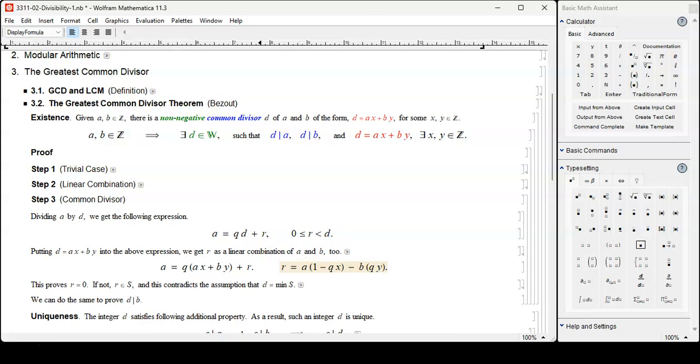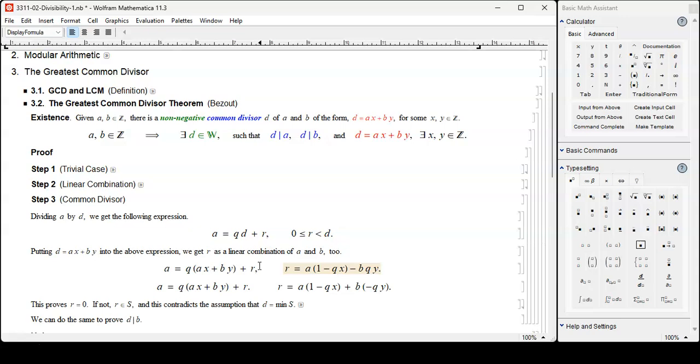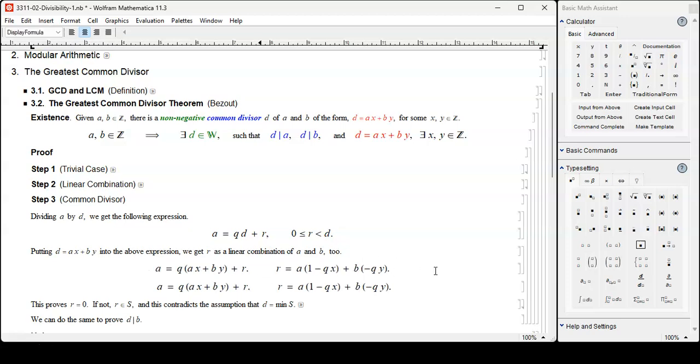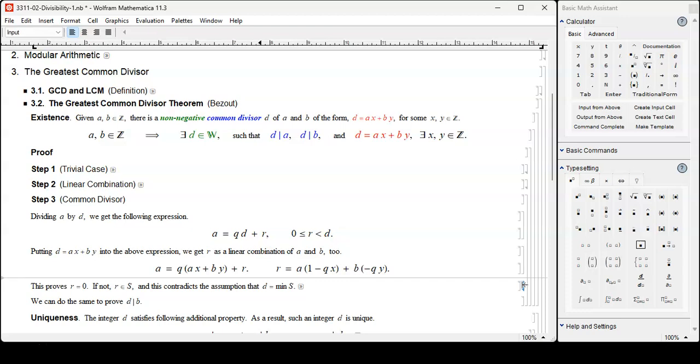If you want the AX plus BY form, A times an integer plus B times an integer, then you can rewrite it like this. In any case, it's a linear combination. Actually, we have this computation here already. Put AX plus BY in place of D and do your computation. As a matter of fact, I like this computation better: A times integer plus B times integer. Okay, let's copy and paste this over here instead. Now we claim this proves R is equal to 0.